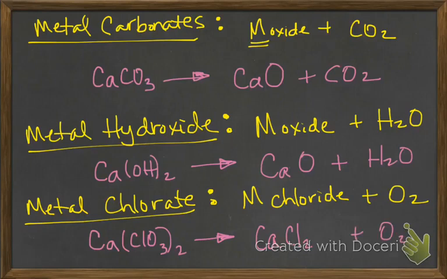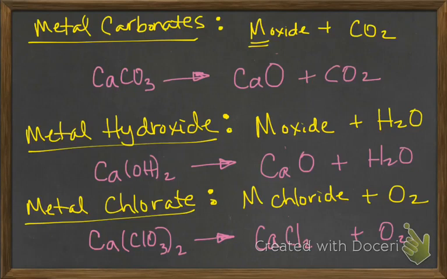So again, you can stick in any group 1 or group 2 metal. All of these carbonates, hydroxides, chlorates are going to produce an ionic compound, so we're crossing over charges. If you get the metal oxide or metal chloride, those are ionic compounds. You have to cross over charges. So there's 3 examples of decomposition reactions that are more complicated.